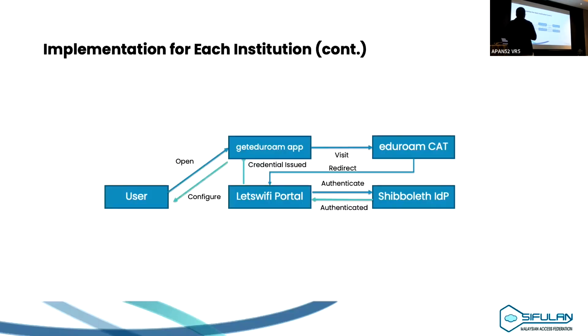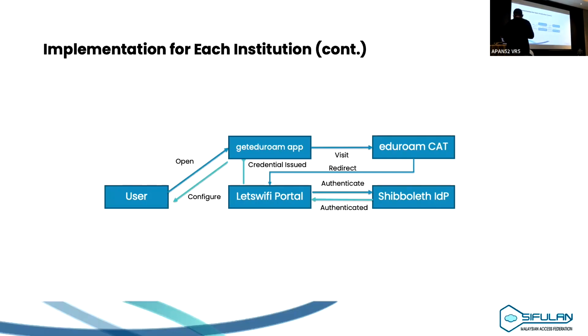For the eduroam, as shown on Monday, the user needs to install the GetEduroam app. Using the app, they select the institution, then it goes to the Eduroam CAT and redirects them to the Let's Wi-Fi portal. Then they need to do authentication. When authenticated, the credential will be issued to the GetEduroam app, and the app will configure the device to connect to eduroam.